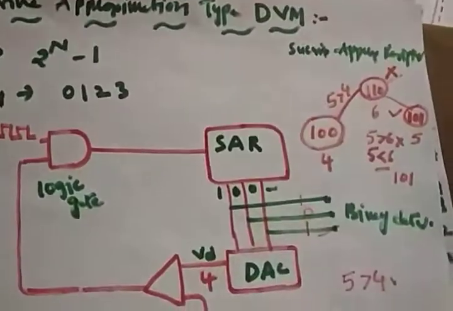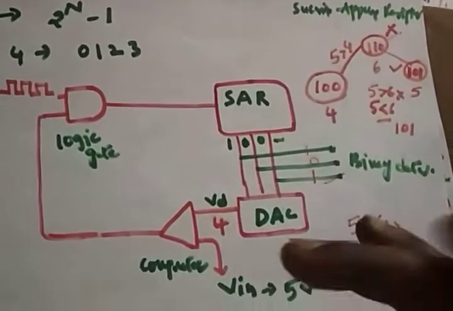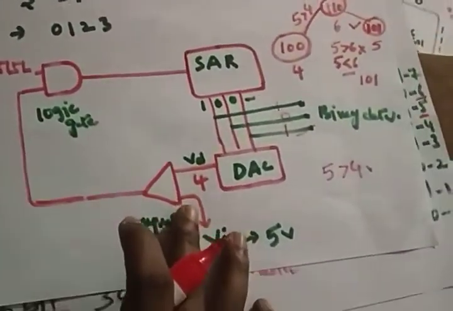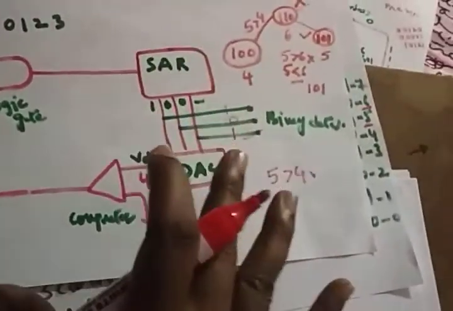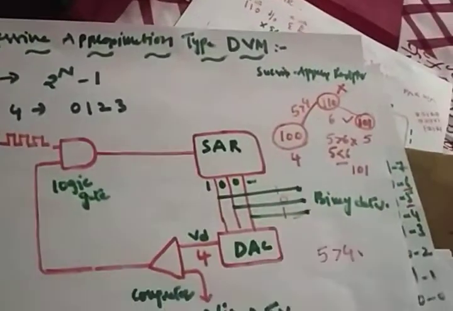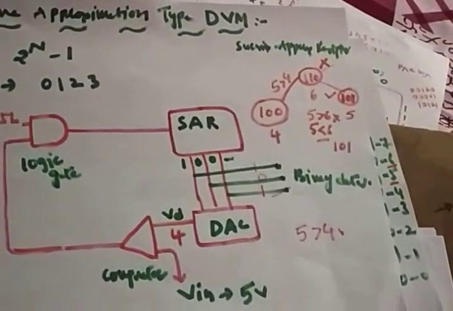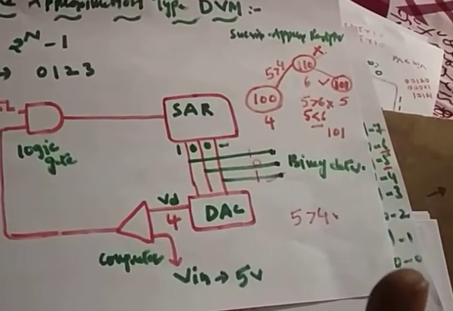I just want to explain one more time, because it's very difficult. First you have to understand the algorithm, so then it will be very easy for you to understand the working of the successive approximation register. What is the function of the successive approximation register? If you take 3 bits, first the MSB bit will be set.